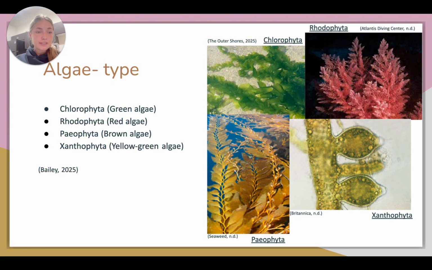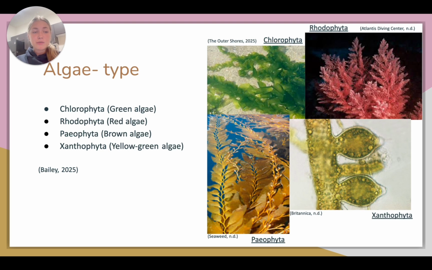Then we have chlorophyta, which is green algae, which is typically in freshwater but fewer in the ocean. Their cell walls are made of cellulose, and they have one or two flagella. Thousands of unicellular and multicellular species, and some examples of this algae are sea lettuce, horsehair algae, and dead man's finger. Rhodophyta is red algae that's typically in tropical marine locations.